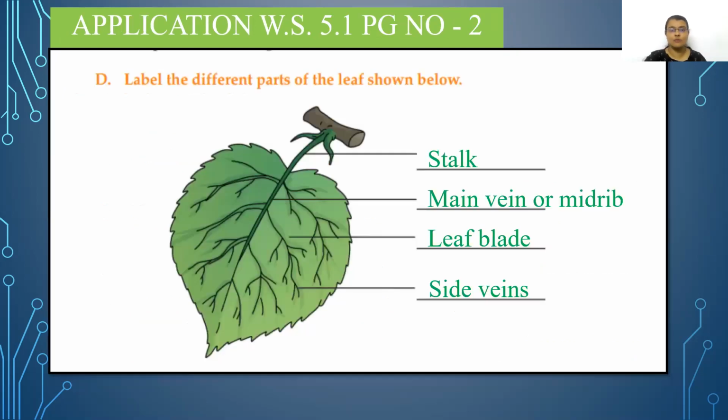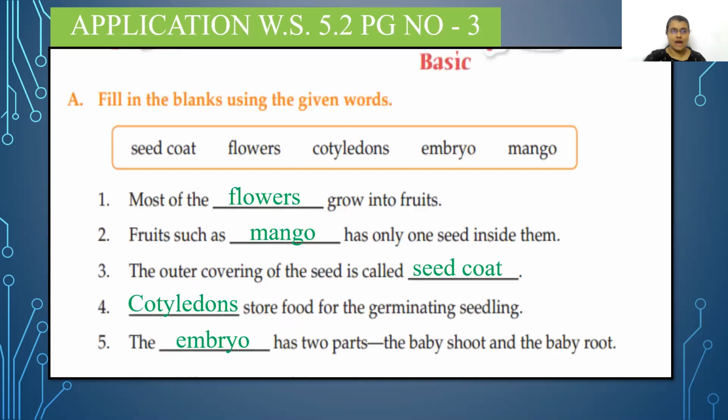Now let's move to D1. Label the different parts of the leaf shown below. So the first part is the stalk. Then at the center we have the main vein or midrib. Then we have the leaf blade and the last one is the side veins. This is how we are going to label different parts of the leaf. Now let's move to worksheet 5.2, which is on page number 3.